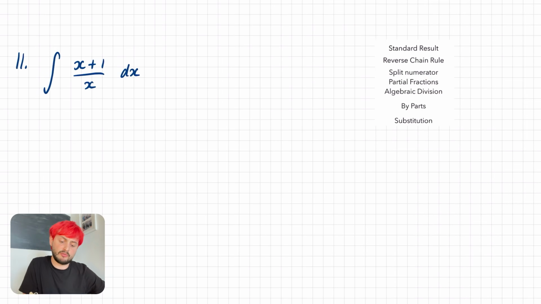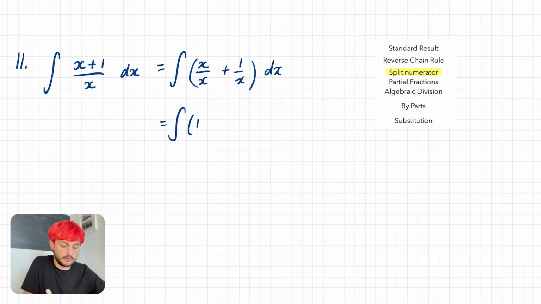Okay, let's have a look now at question 11. Hopefully you can remember from before and you can spot this. It's just going to be a split the numerator kind of question because there's just a single term in the numerator. So that's x over x plus 1 over x, which is going to be integrated with respect to x. X over x is just 1.